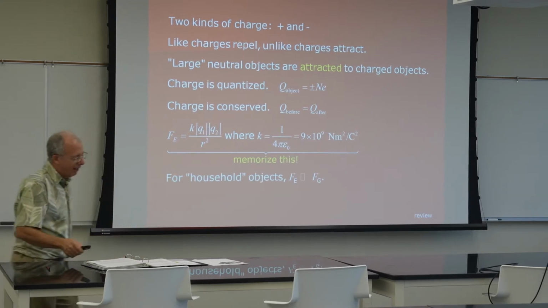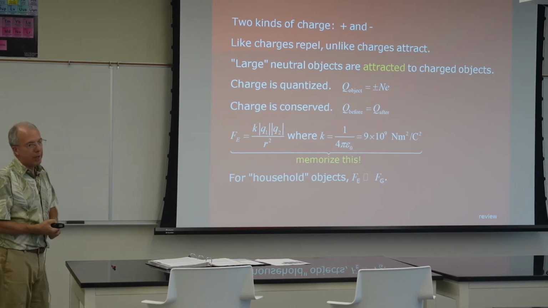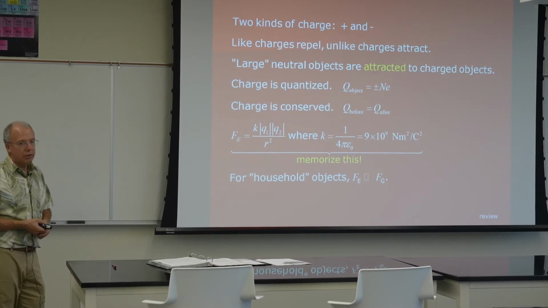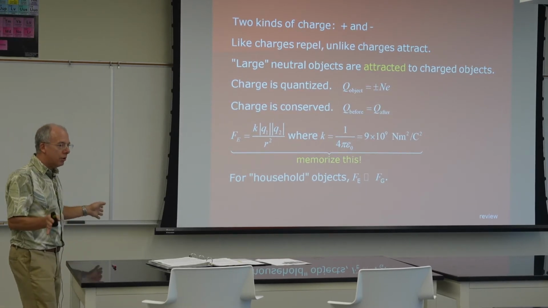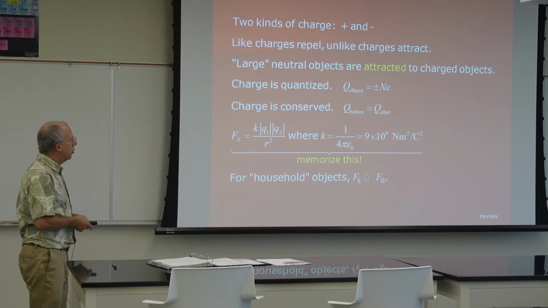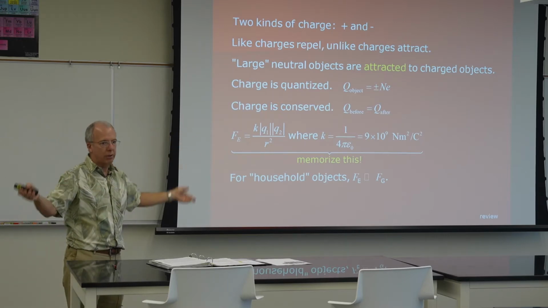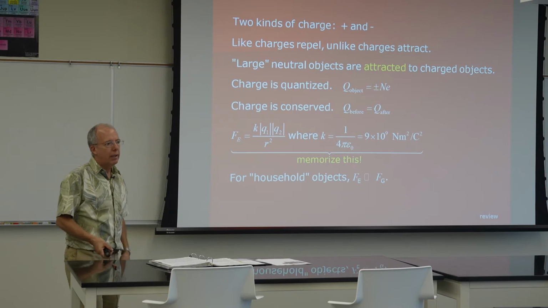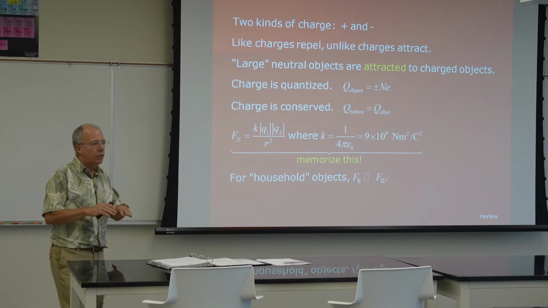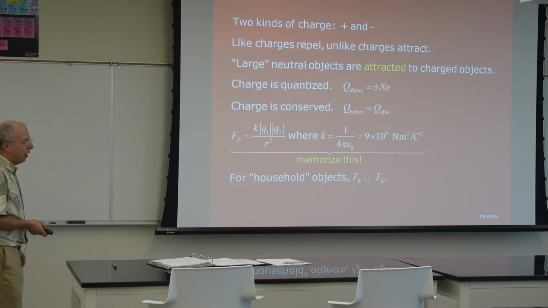All right, let's review. So we're just talking about electricity. There's two kinds of charge, plus and minus. And as you all know, like charges repel, unlike charges attract. And now here's the strange thing that we learned yesterday. Large neutral objects are attracted to charged objects. And large is just something that has a bunch of molecules. So we'll just say like household object, okay? And that was the whole idea of polarization. So that was very non-intuitive, right? Large neutral objects are attracted to charged objects.